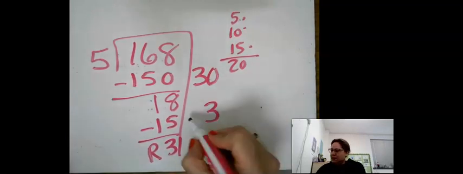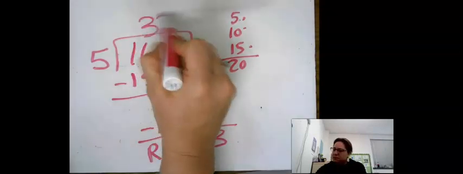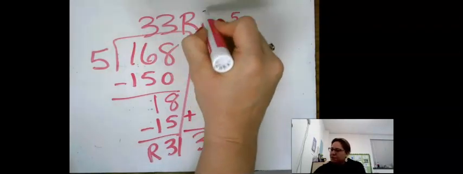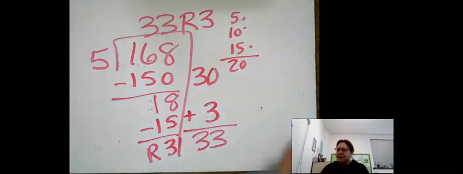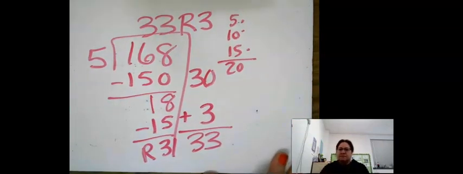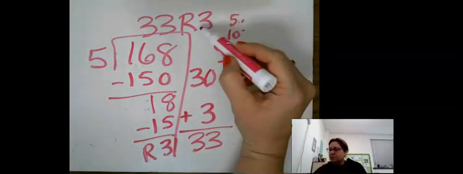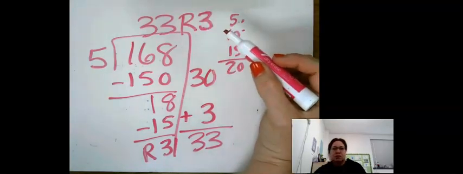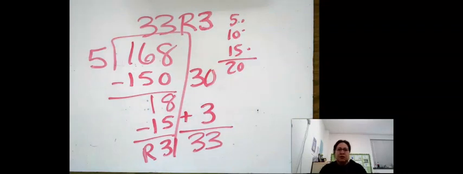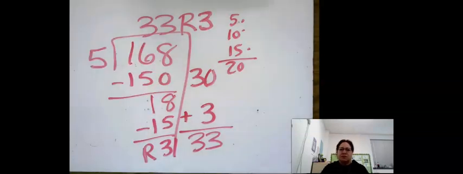Okay, so now I just add up the ones on the right. I've got 33 bags with a remainder of 3. So he's going to make 33 bags this time, and he's going to have 3 left over. So we can just pretend like he ate those, or we throw them out, but we're not going to use them because that's not enough to make another bag. So he can make, the greatest number he can make is 33 bags.